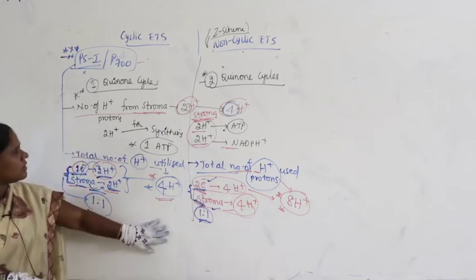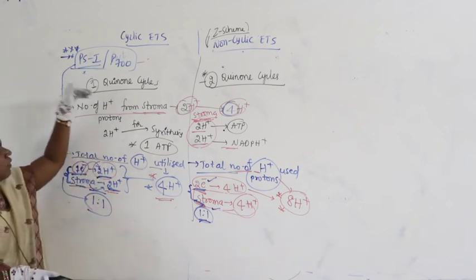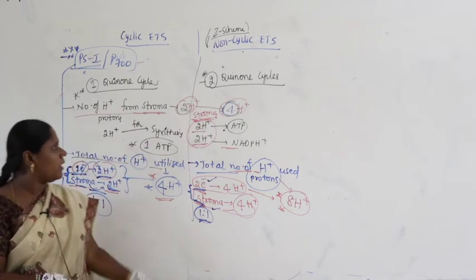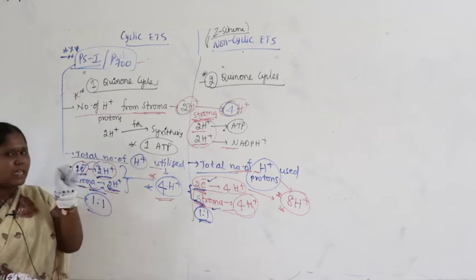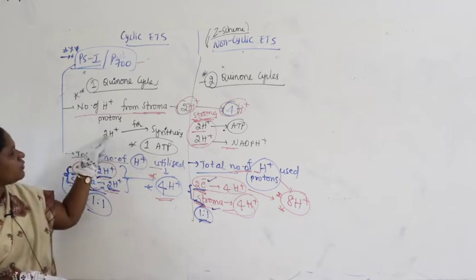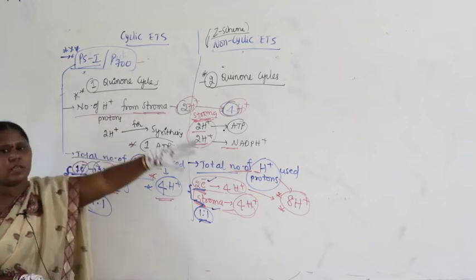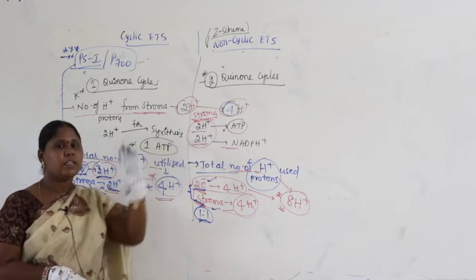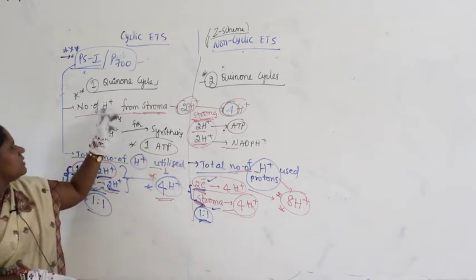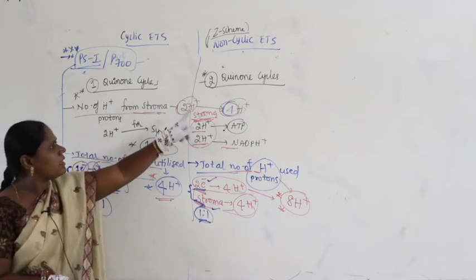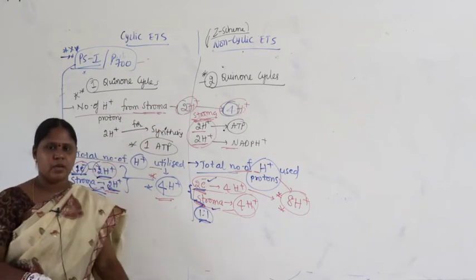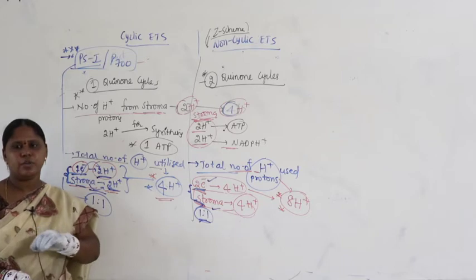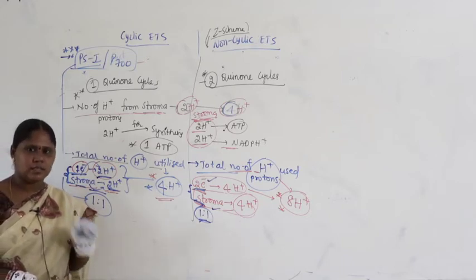So the question can come from anywhere. Number of protons from stroma, here 1:2 in cyclic and non-cyclic. And suppose the question is number of protons for ATP synthesis in cyclic and non-cyclic, then 1:1 will come. Why? Because here 2 protons for ATP, here also 2 protons for ATP, so 1:1. If the question is number of protons from stroma, cyclic to non-cyclic, it means 2 and 4, so 1:2 will come. If you are thorough with the concept here, then you can answer any question from any concept clearly.